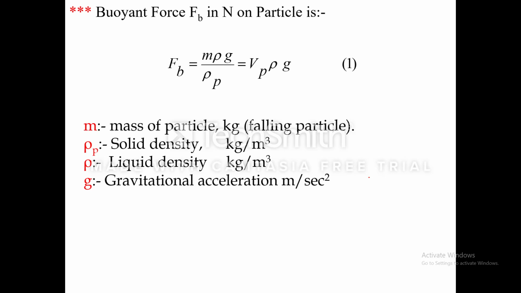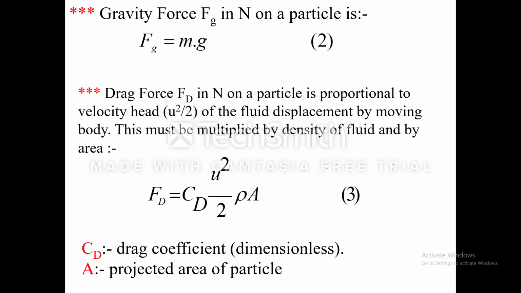Buoyant force. Fb in Newtons on the particle is Fb equals m over rho p times rho times g, that will be V of the particle times rho times g. m is the mass of the particle in kilograms, following particles, which means that the particle will fall in the fluid. rho p is the solid density, rho is the liquid density, and g is the gravitational acceleration in meters per square second.